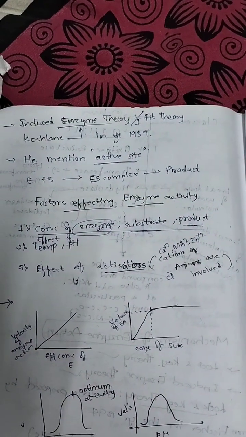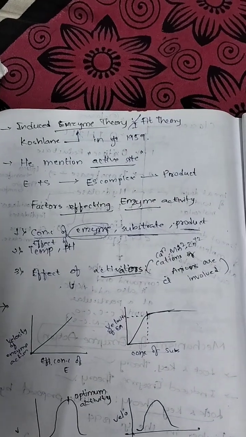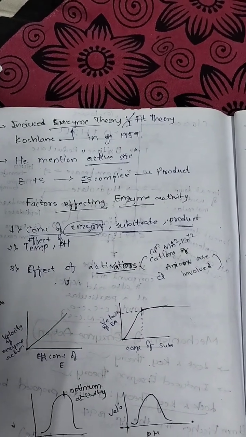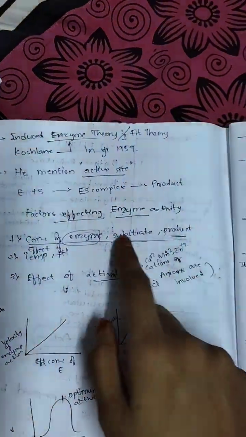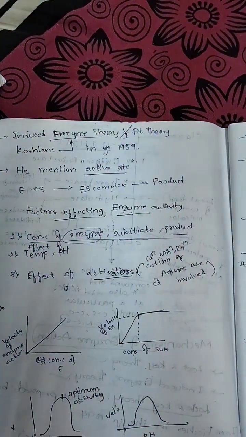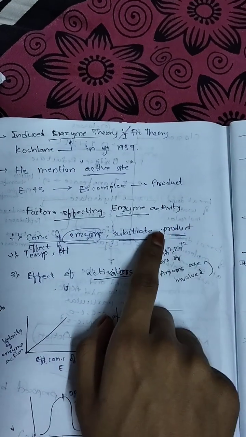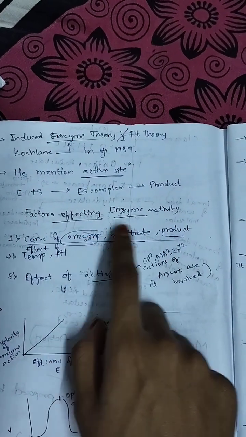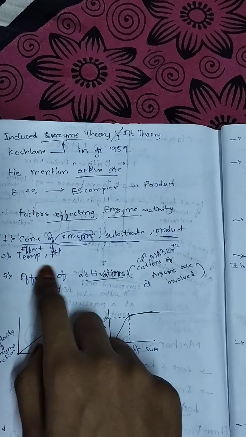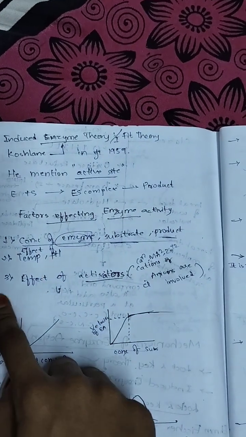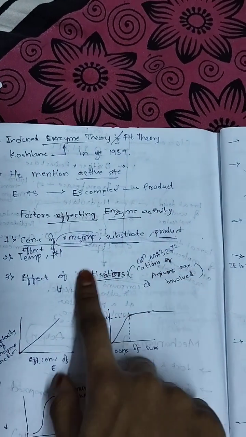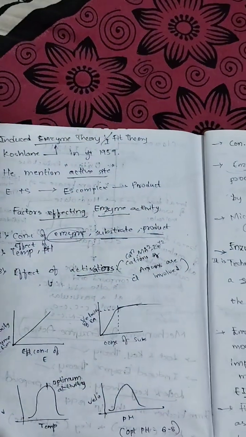Now, we will know about the factors affecting enzyme activity. What are the factors affecting enzyme activity? First is the concentration of enzyme, substrate, and product, and also temperature. pH also affects the enzyme activity. Activators also affect the enzyme activity.